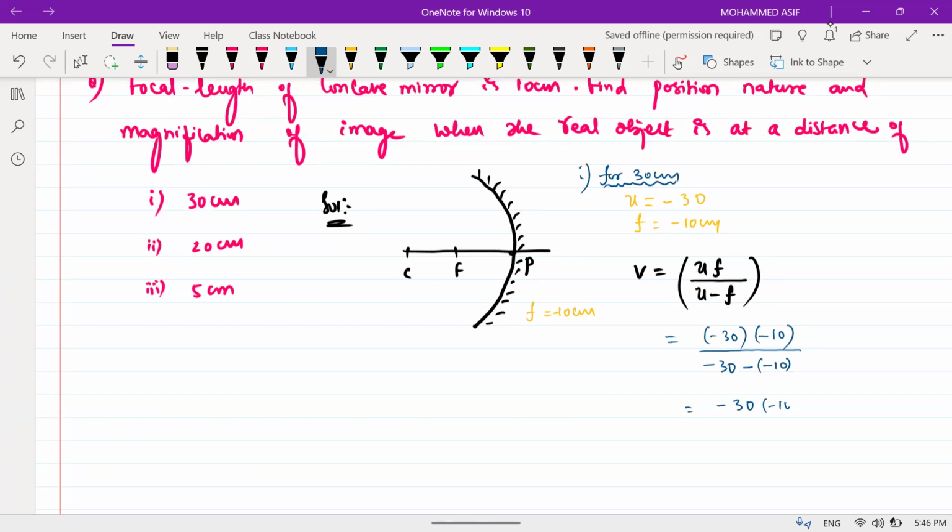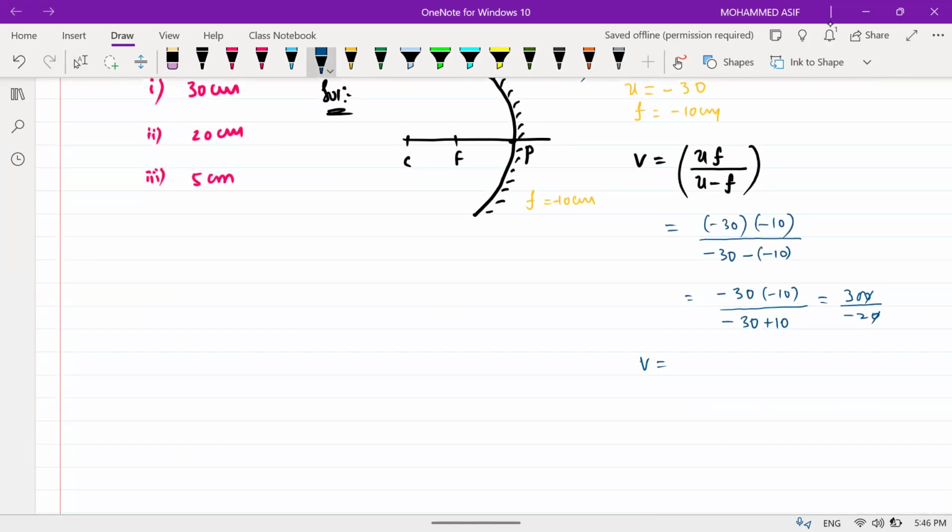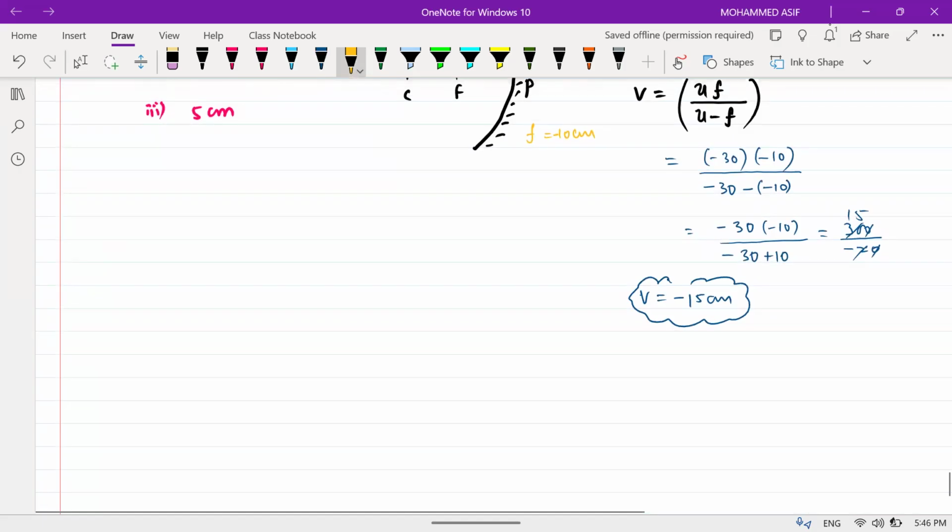And this one is minus 10 divided by minus 30. Minus of minus will be plus 10. Minus minus is plus. 30 into 10 is 300, divided by minus 30 plus 10, which will be equal to minus 20. This 0 will get cancelled. So it will be equal to 15. So V is equal to minus 15 centimeters. Okay, so the image I got is negative. If it is negative, can anyone tell me what is the nature of this one?